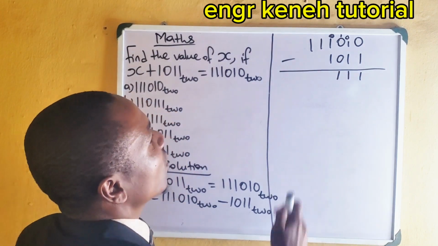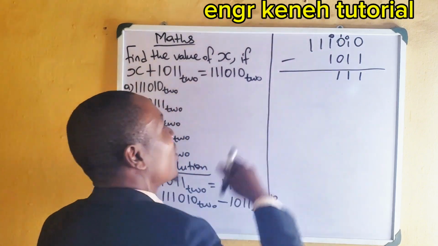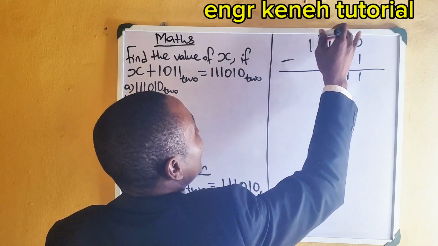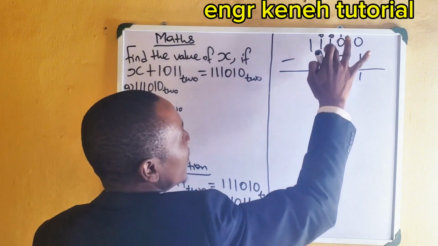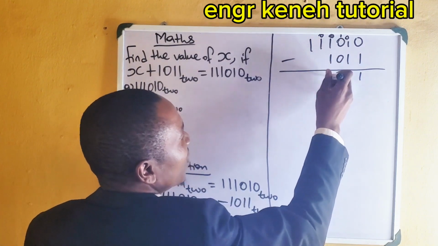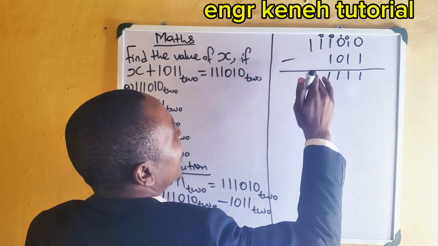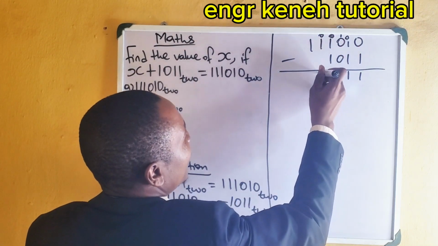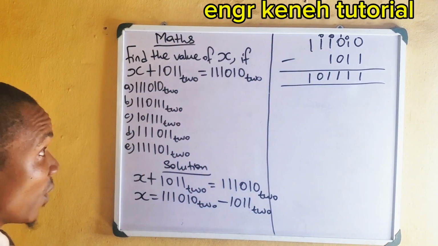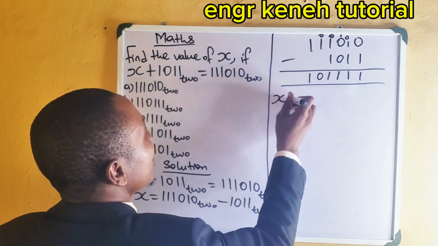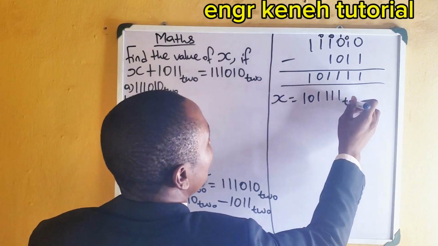All right, what we have here is 0. So 0 minus 1 cannot go. You borrow this one here. When you borrow it, this will become 0. That one you borrowed, you call it 2. Add it to this 0. 0 plus 2 gives us 2. You say 2 minus 1, it gives us 1. Can you see it? All right. So you bring down what you have here because there's nothing here again. We have 0, bring it down. We have 1. So that is what it will give us. That means that x is equal to 101111 base 2.